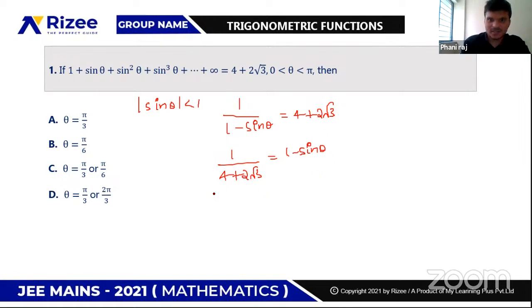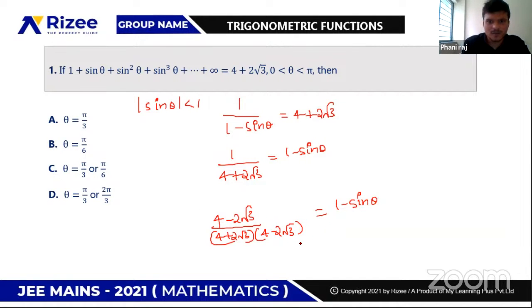So this is the same as, we'll try to rationalize this. Okay, fine, happy you understood. So how do you rationalize this? It's 4 minus 2 root 3 by 4 plus 2 root 3, into 4 minus 2 root 3. This is equal to 1 minus sine theta.